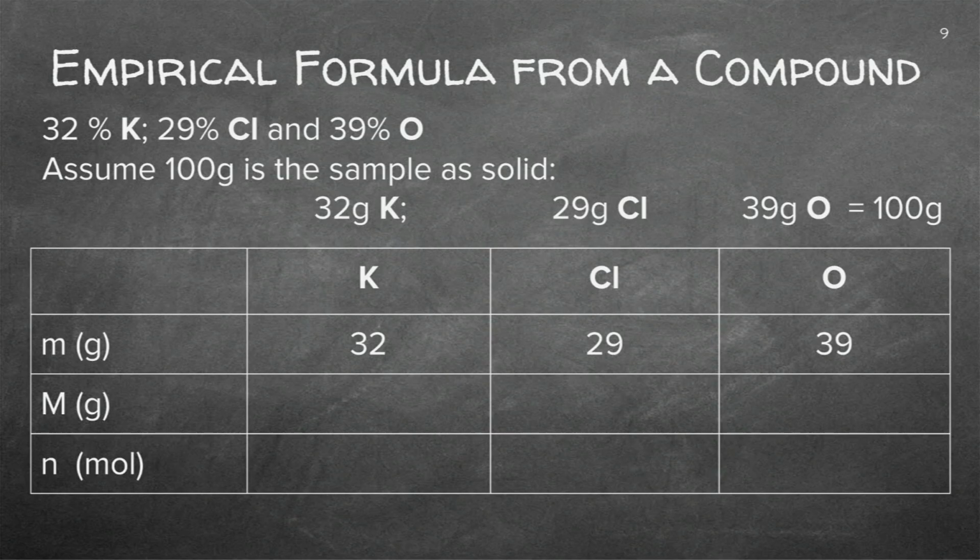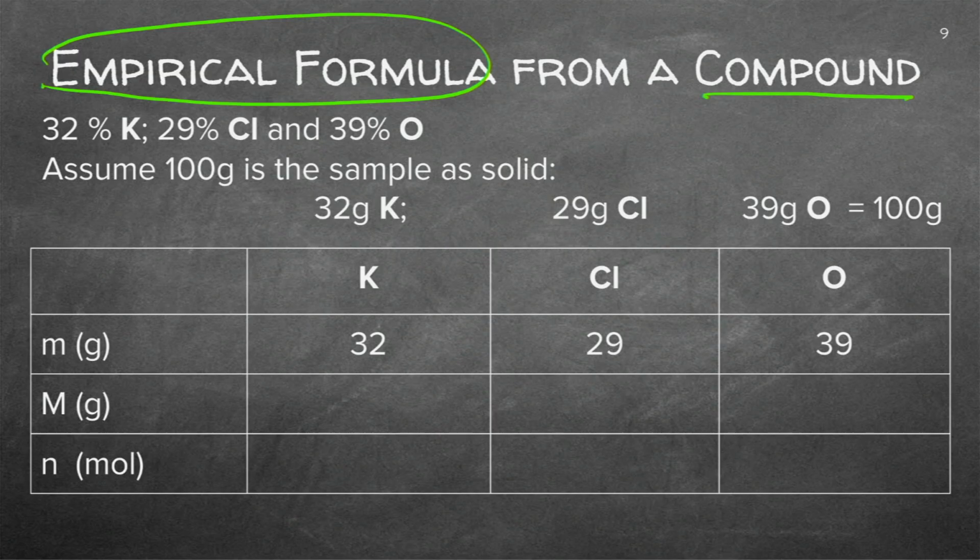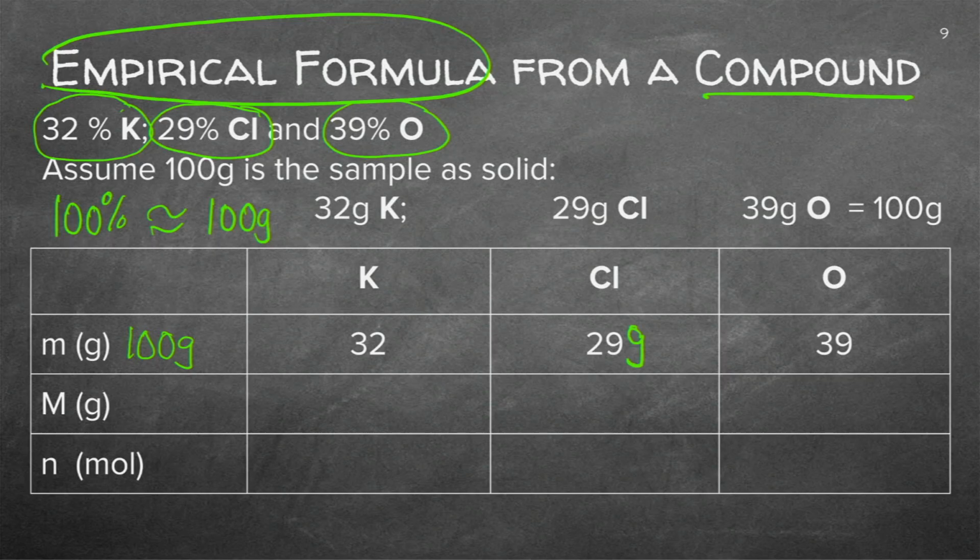Let's do another one. I've got a question: determine the empirical formula for the compound, and then they give me the composition. So what do I have? The composition is made out of potassium, chlorine, and oxygen. All 3 of them together, you will get a value of 100 grams. So I'm saying 100% is equal to 100 grams. I've got 29%. Do you see that? So I can say that's grams of chlorine. I've got 32 grams of potassium, and I've got 39 grams of oxygen.